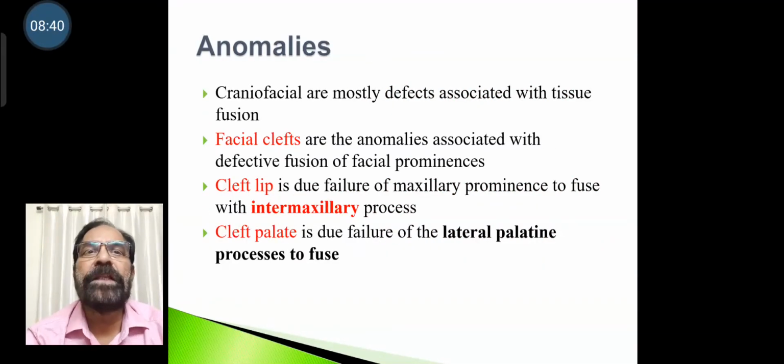Anomalies. Cranial anomalies are mostly defects associated with tissue fusion. Facial clefts are anomalies associated with defective fusion of facial prominences. Cleft lip is due to failure of maxillary prominence to fuse with intermaxillary process. Cleft palate is due to failure of the lateral palatine process to fuse.